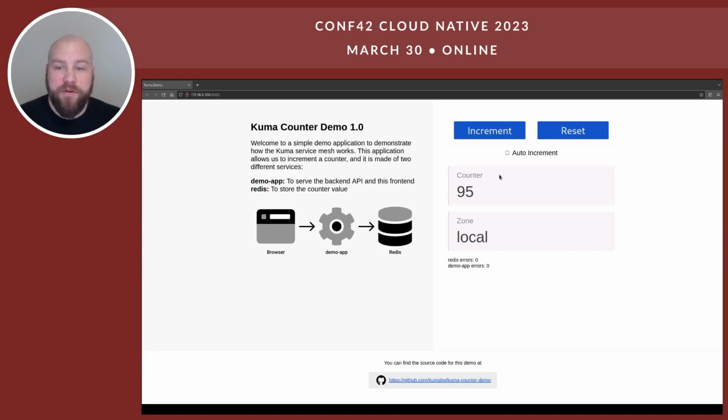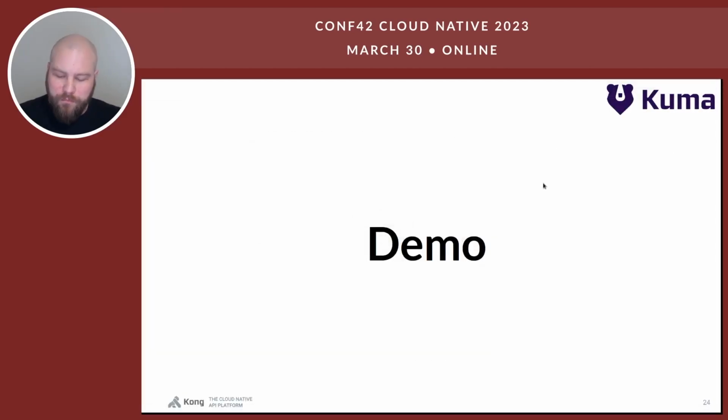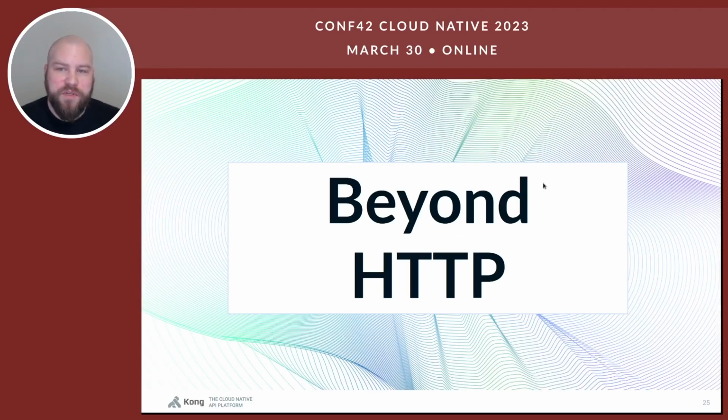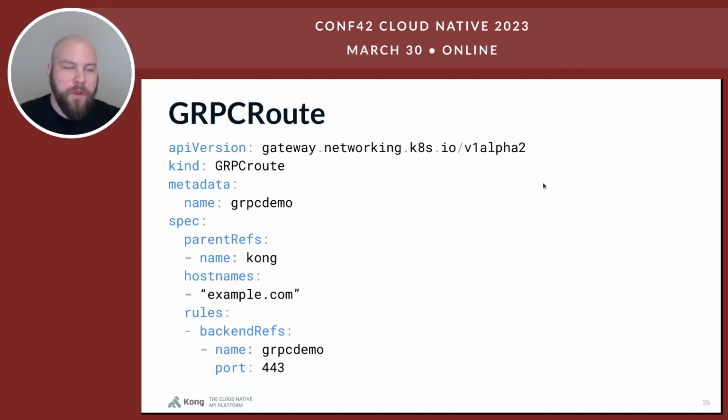So that is a very simple way to get Ingress traffic into your Kubernetes service mesh using Gateway API. All right, so now that you've seen just the basics of using HTTP route and gateway, let's go a little bit beyond HTTP. Let's talk about the other APIs available, and we'll also talk about what's coming next. So we'll do just a brief overview of what other APIs are available today.